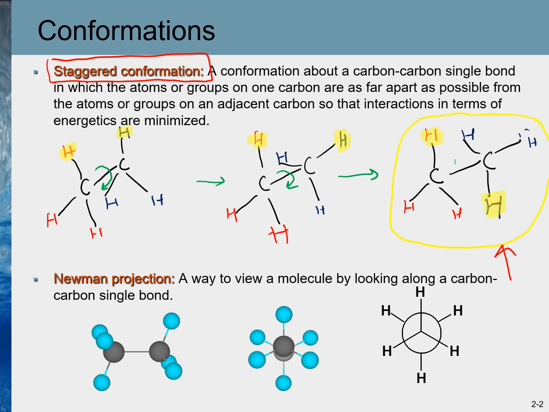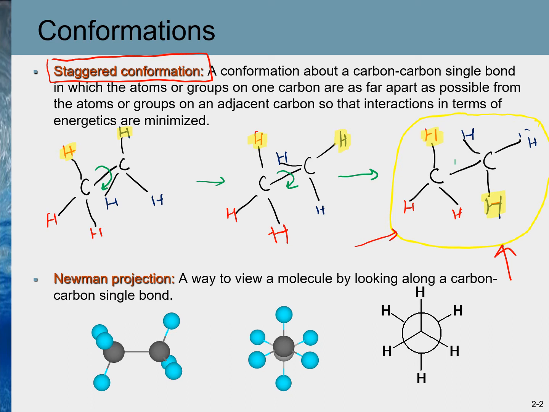A staggered conformation is that conformation in which the hydrogens on one carbon are as far apart as possible from the hydrogens connected to the other carbon. So this geometry is a more stable geometry because it minimizes the repulsions caused by the hydrogens which are in the vicinity of each other.